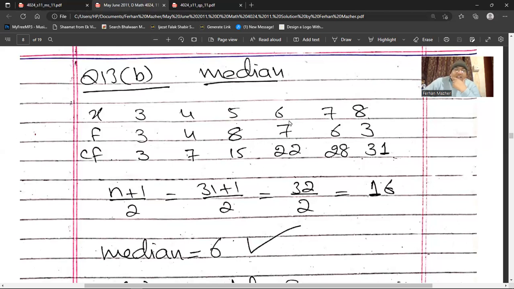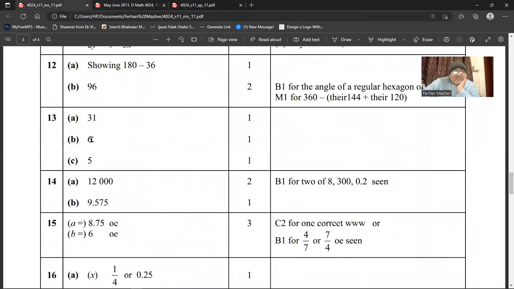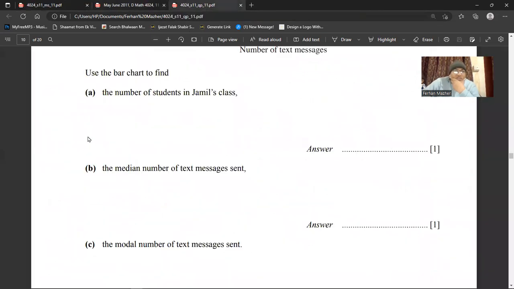So what is the x value here? That is 6. So your median is 6. So the median is 6, and our answer is right. Hopefully you understand how this median is found.